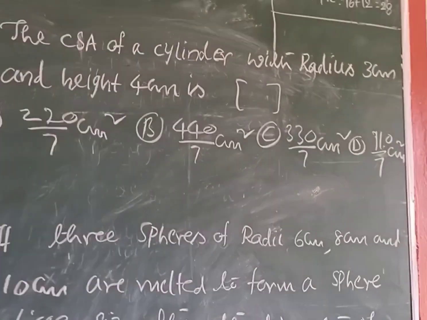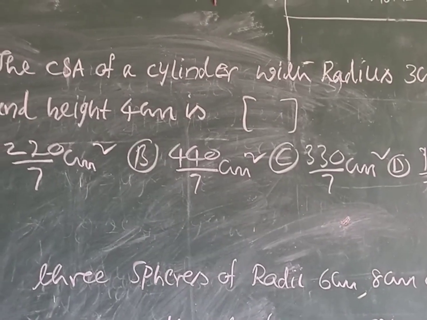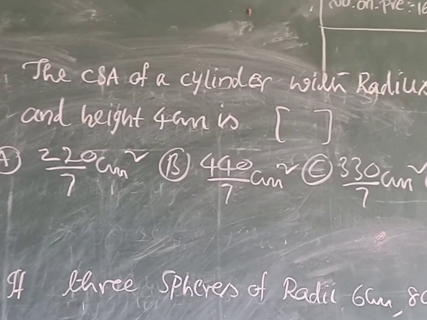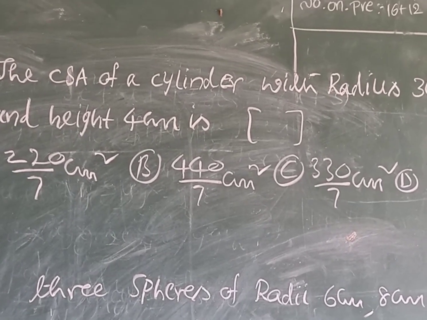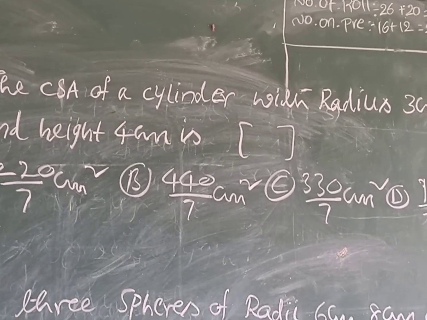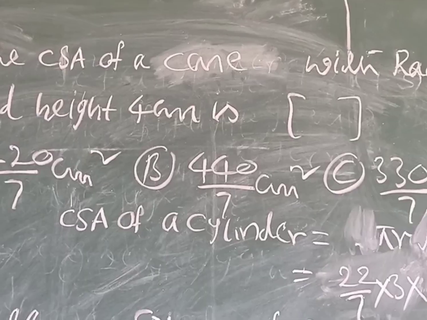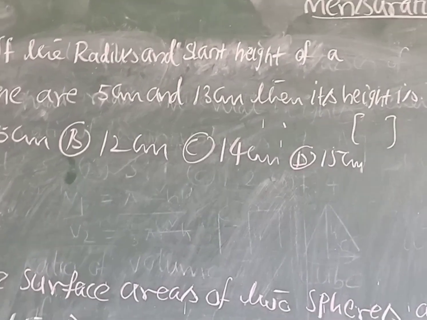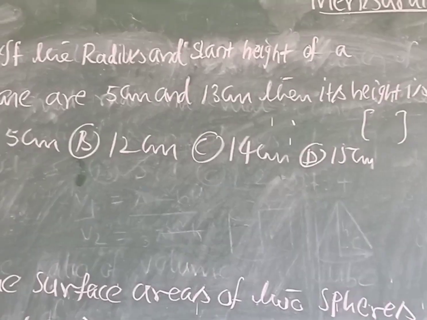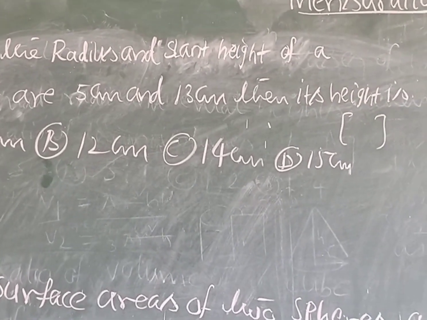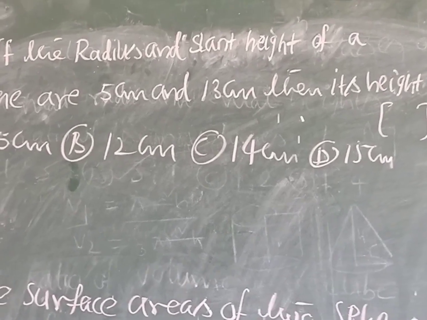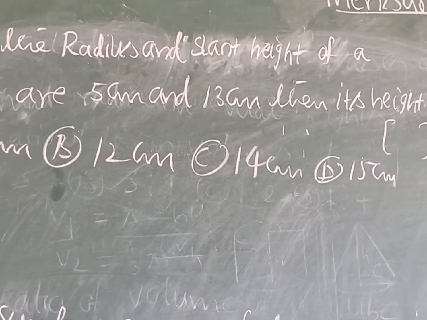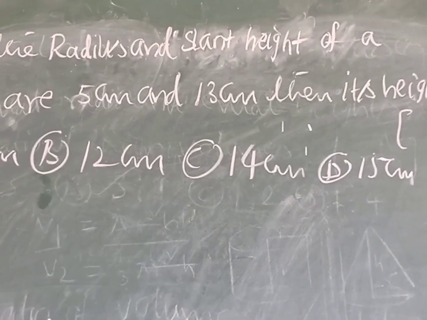Next question. The CSA of a cylinder with radius 3 centimeters and height 4 centimeters is. If the radius and slant height of a cone are 5 centimeters and 13 centimeters, then its height is.